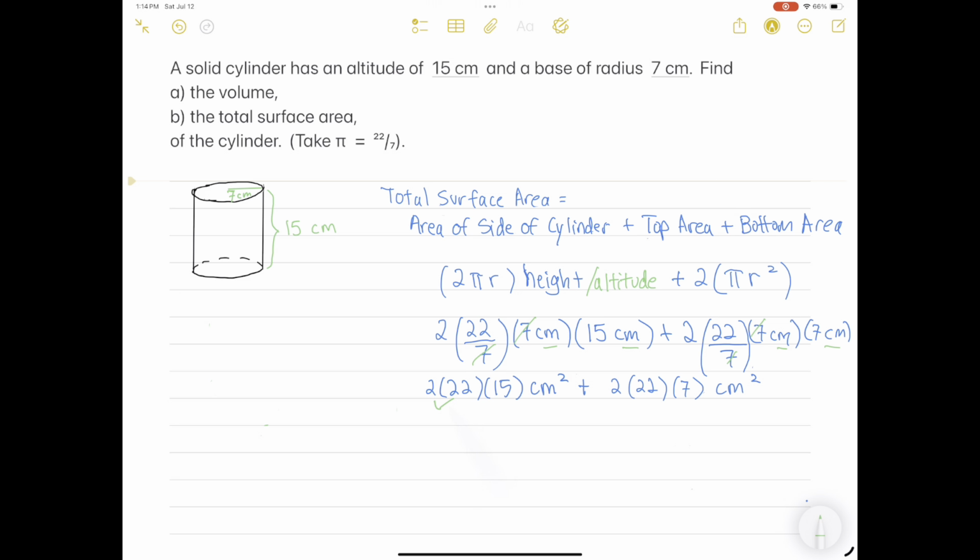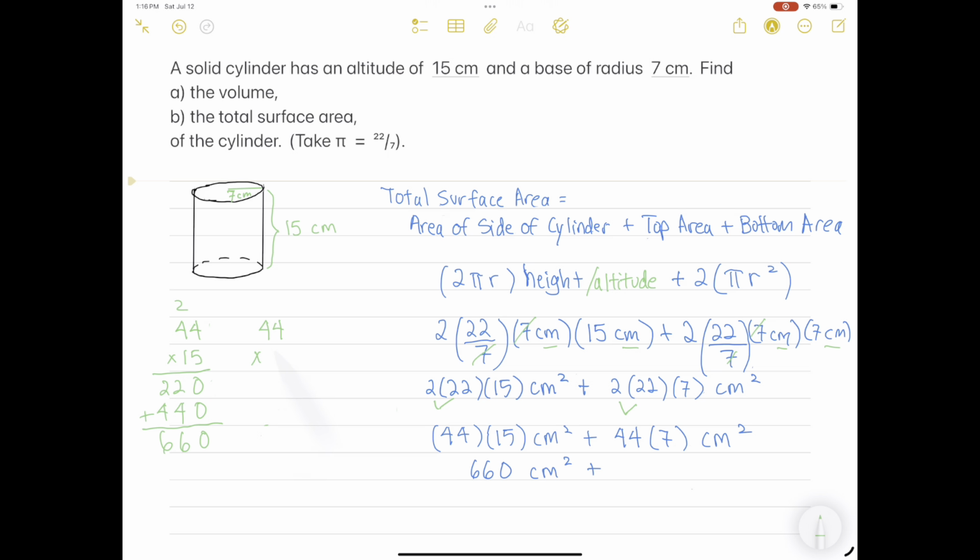Now I continue to simplify the equation on the next line. 2 times 22 equals 44. So I have 44 times 15 centimeters square, plus, again, 2 times 22 equals 44 times 7 centimeters square. I continue to simplify. I have 44 times 15, which I do that calculation on the side. 44 times 15 works out to be 660. I write that on the next line.